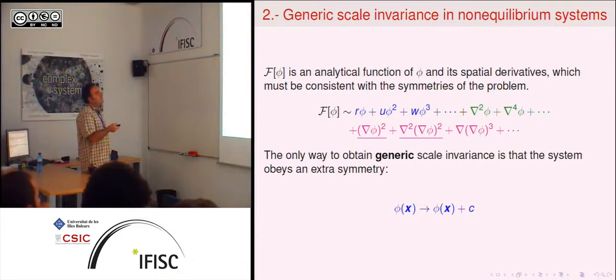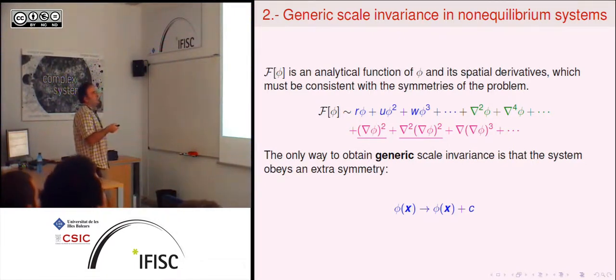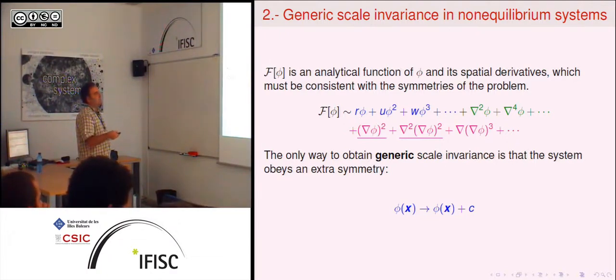So if we want to, in the same spirit as before, expand our dynamics given by F as a power expansion, we will have many terms. Some of them are Hamiltonian, are the same terms that we could find in equilibrium systems, like these blue ones that are potential local terms, and then the interaction diffusion terms, and then this other series of powers of the gradient, which are not Hamiltonian, are not potential. They cannot be obtained from the derivation of a function.